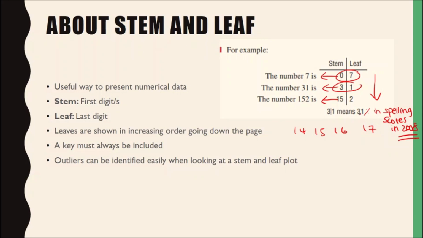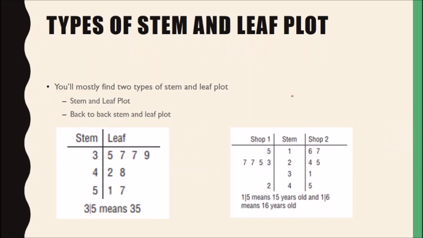The only reason that this just says 3 line 1 means 31 is because we don't have a scenario for this. Outliers can be identified easily when looking at a stem and leaf plot, and that's because if it was 7 versus 152, it's very easy to identify that.